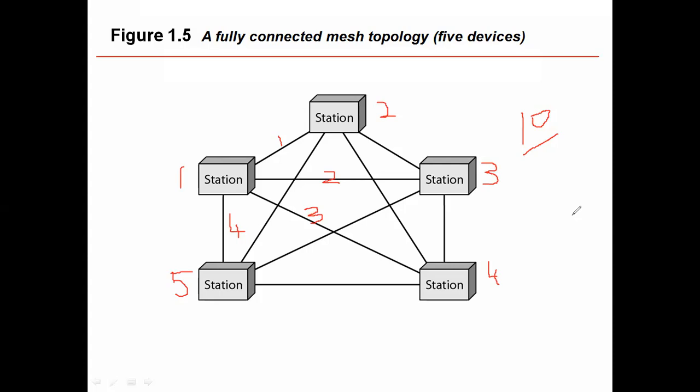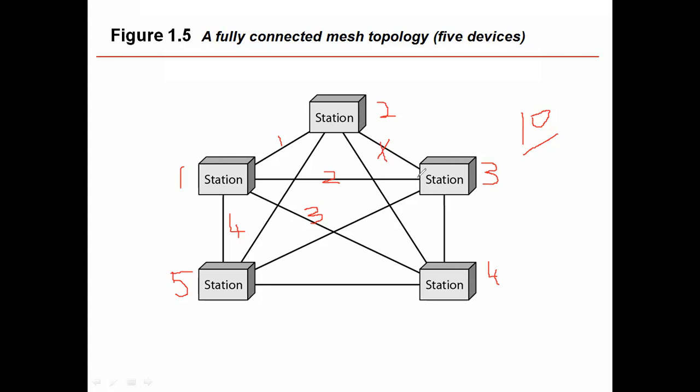So the connectivity problem will be increasing. The complexity increases in the case of a mesh network. But here, fault identification is very easy. At the same time, errors or failures can also be easily identified. For example, if a link between 2 and 3 has failed.